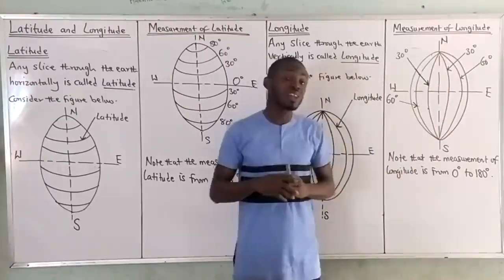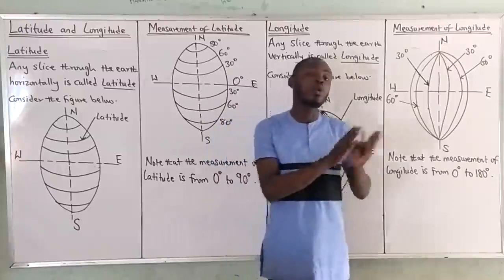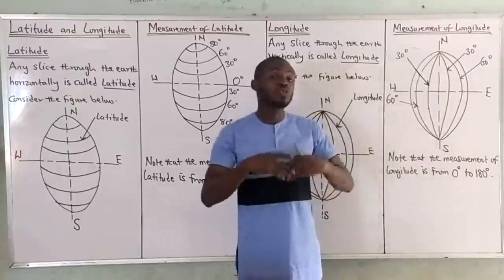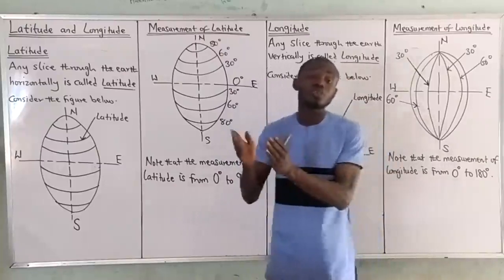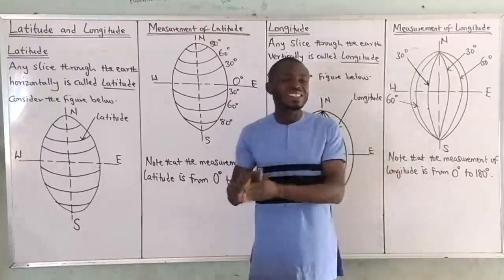Take note of this. Whenever you see an angle with the pole east or west, you should know that it speaks of longitude. But whenever you see an angle with the pole north or south, that speaks of latitude.